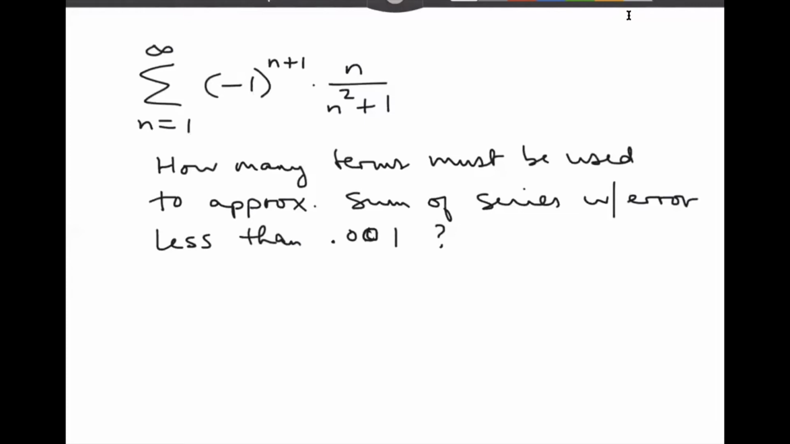Okay. So basically what we need to do is figure out what is the first term of this series whose absolute value is less than 0.001. And I'm going to do that on the calculator.